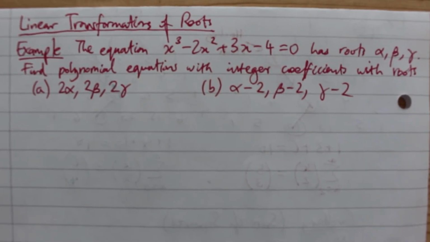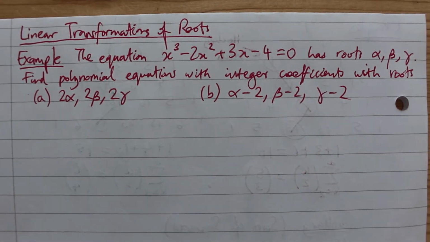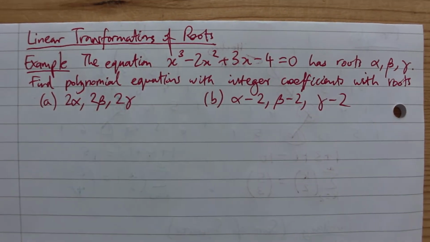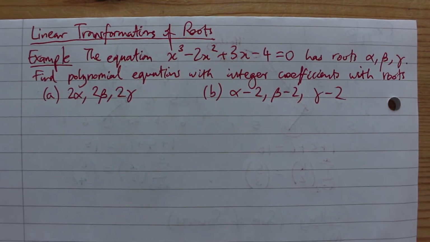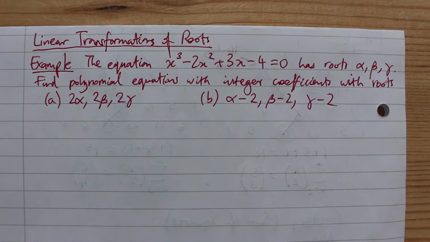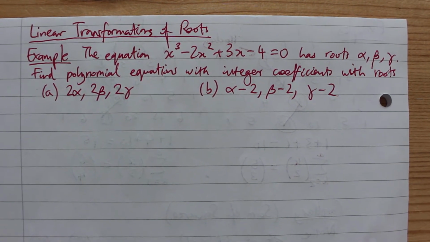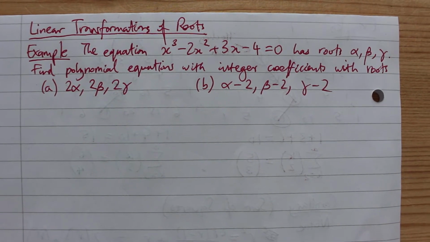Linear transformations of roots. So what we want to do now is, if we have a polynomial that we know has roots, for example alpha, beta and gamma, find a new polynomial which has some roots that are somehow related to alpha, beta and gamma by some linear transformation. So we want to find a new polynomial with these new roots.